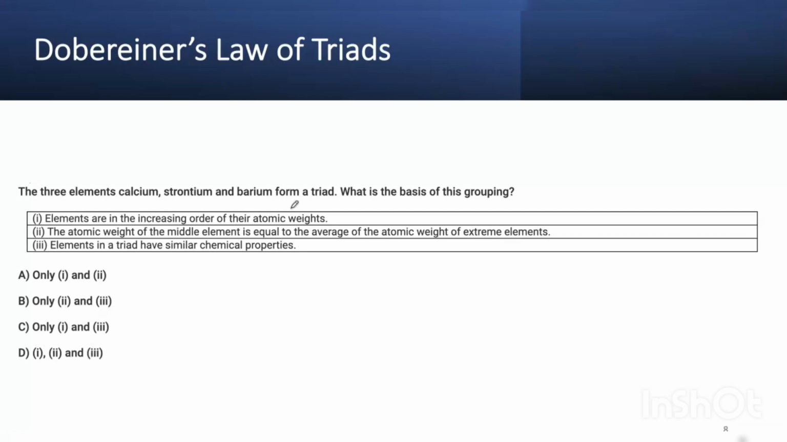So, if we see the properties that are given, again, elements are in the increasing order of their atomic weights. So, it is true in case of triads. The atomic weight of the middle element is equal to average of the atomic weight of the extreme elements. It is also true if we consider the triads. Elements in a triad have similar chemical properties. It is having similar chemical and physical properties, so it is also correct. So, the correct option will be 1, 2 and 3. These three are the basis of this grouping of elements into triads.